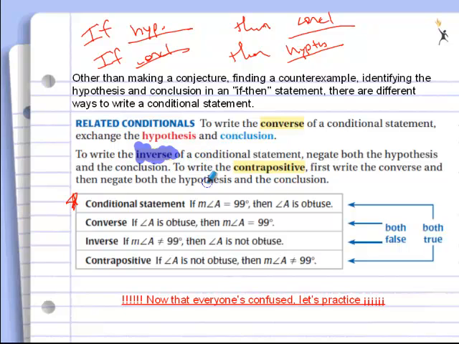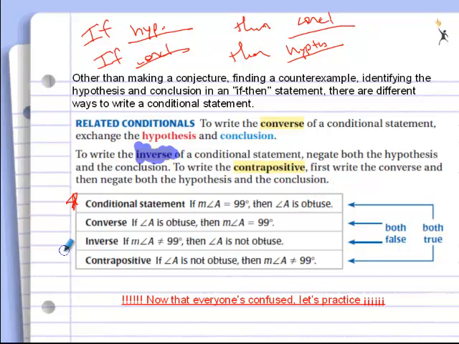The majority of the time in geometry, when you're introduced to something the first time, you're confused. But as you see it a second time, like on the homework, and as you see it a third time, like tomorrow when we discuss it, the more we discuss it and the more you come in contact with it, the better you'll get at it. So we have a conditional statement, and it says, if the measure of angle A is 99 degrees, then angle A is obtuse, which makes sense.